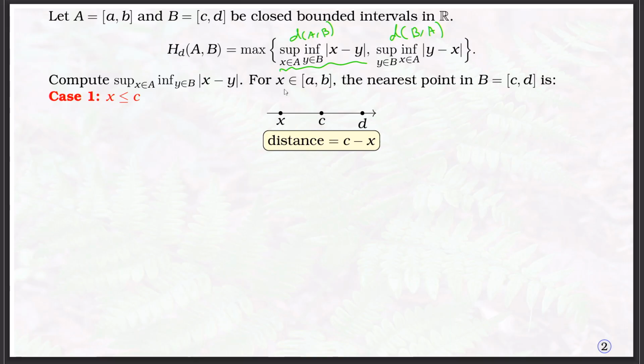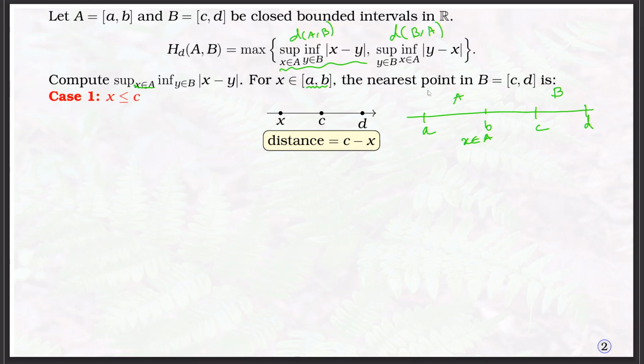First, we fix x belongs to A, so we need to fix one element in A. Then the nearest point in B has the following possibilities. Suppose we have two intervals like this: this is A to B, and C to D. This is my set A and this is my set B. For finding the distance between A and B, first we take one element x belongs to A.